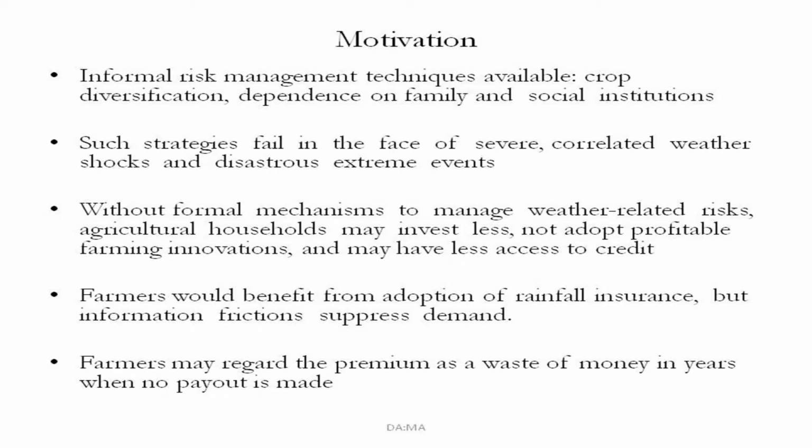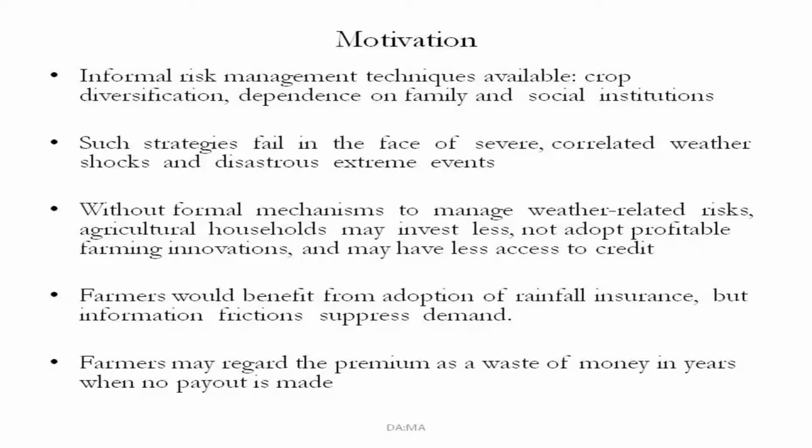So, without formal mechanisms to manage weather related risks, agricultural households may invest less, not adopt profitable farming innovations, and may have less access to credit. What you need to counter these adverse weather shocks is a formal way of addressing them, maybe a formal insurance mechanism that we are talking about. And of course, given these adverse weather shocks which are correlated, farmers would benefit from the adoption of rainfall insurance. So, if they do benefit from the adoption of rainfall insurance, the question is, why do they still not adopt?